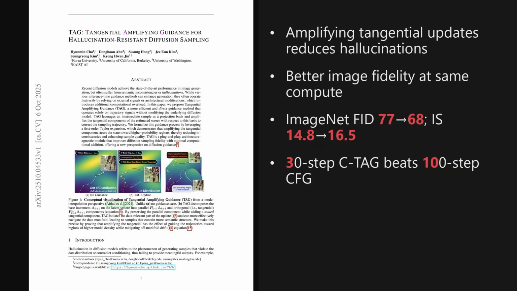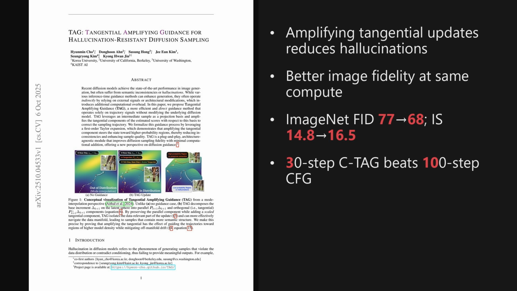I'm Alex. Today, we're looking at a paper from the Hugging Face trending list, published on October 6, 2025, about 7 days ago. The big idea is tangential amplifying guidance, a tiny inference module that boosts fidelity without extra denoiser calls, cutting FID on ImageNet with Stable Diffusion version 1.5 and DDIM at 50 steps from 76.94 to 67.81, while raising inception score from 14.79 to 16.49.